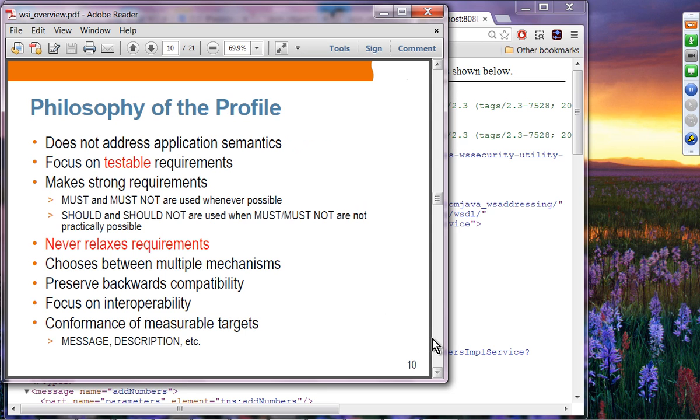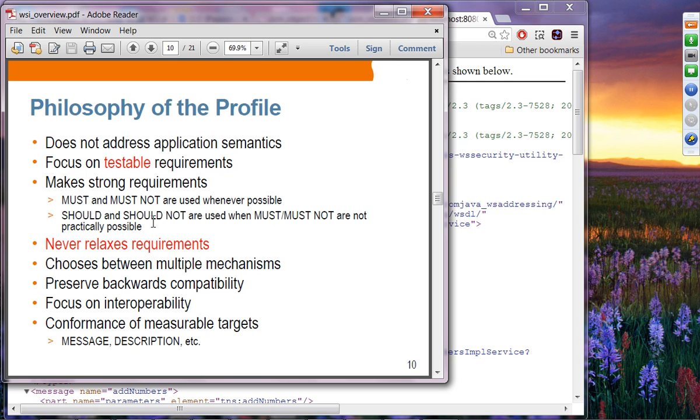So the philosophy of the profile: it does not address specific application semantics. Of course, it does not deal with application semantics. That makes sense. It focuses on testable requirements. They provide testing tools to make sure a particular vendor's web services implementation in fact meets the Basic Profile. Pretty much all the vendors out there have their implementations tested against Basic Profile. That means that a particular vendor's implementation should be interoperable with other vendors' web services implementations. So it's testable requirements, and that makes them strong requirements.